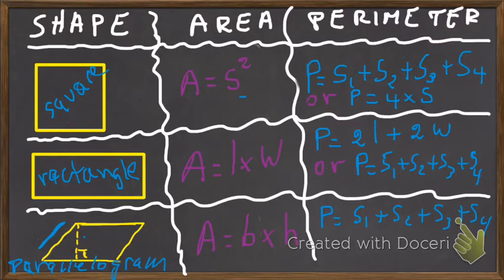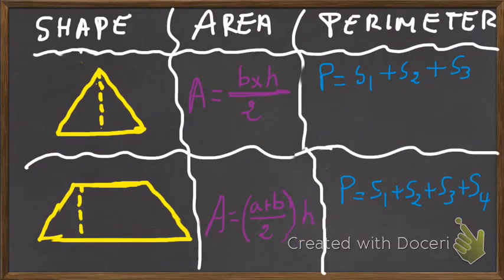Now you have to always remember the units. Units are so important. When you calculate an area, it's going to be units squared, centimeters squared or meters squared, kilometers squared, and perimeter is linear units. It's just centimeters. All right.